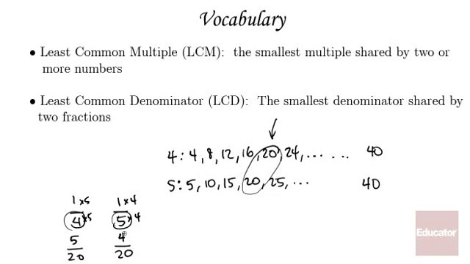So in this case, it would be easy to compare because since the denominators are the same, you could just compare the numerators and see that the 5 is larger than the 4. So least common multiple is looking at just the numbers, and least common denominator is looking at the numbers in the place of a denominator.